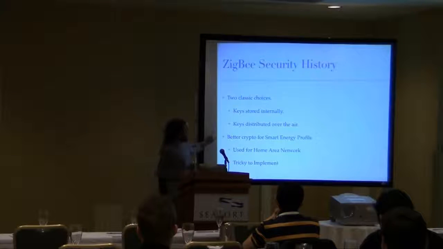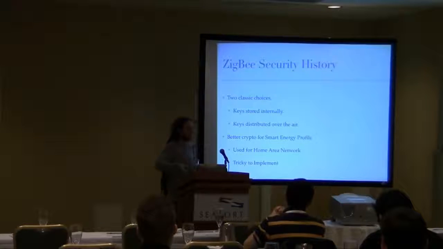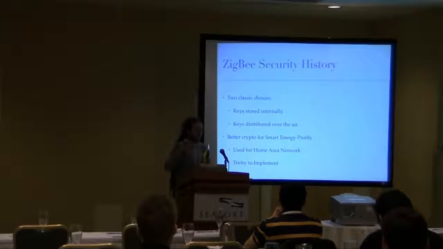So the smart energy profile was created to do a number of things, like standardize the packets and application layer for smart electric meters. But among that, they also created new cryptography. And through reasons, some of them legitimate, some of them not, the elliptic curve cryptography technology was chosen, over which Certicom claims a patent.